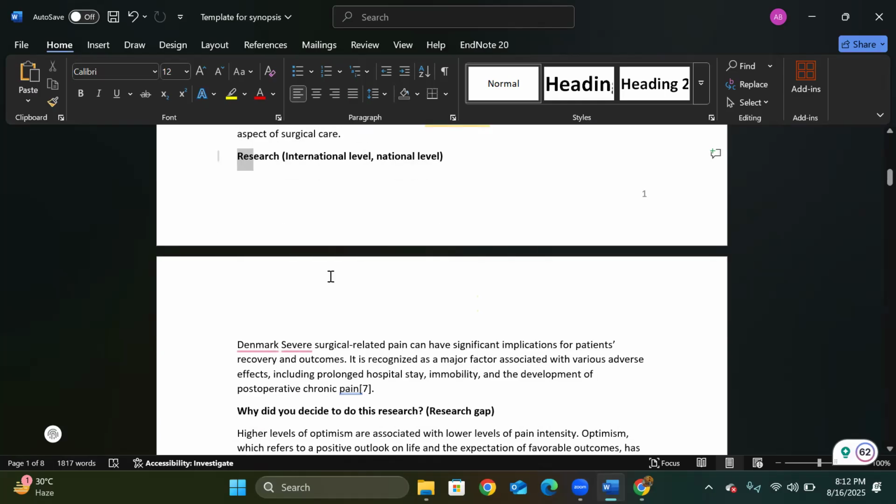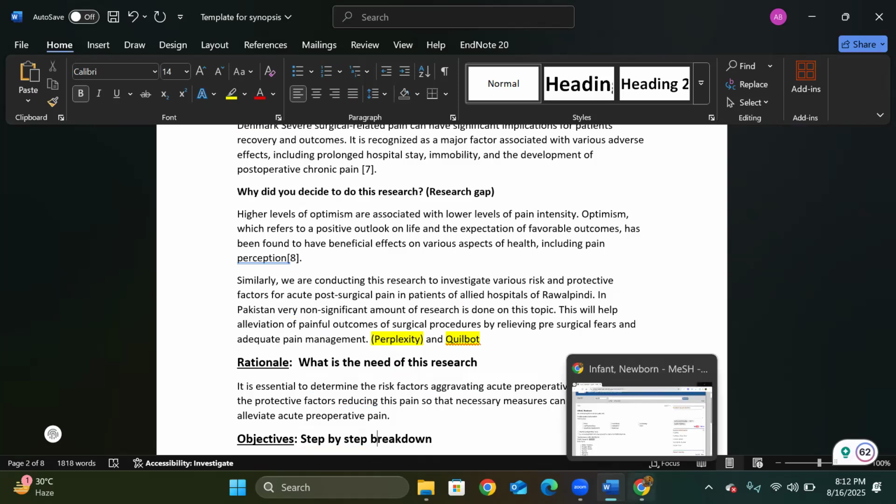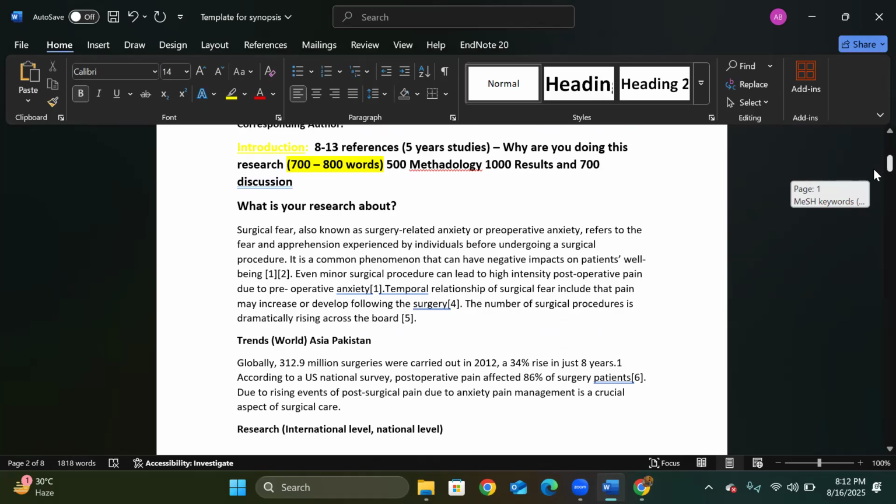Then the third paragraph is on research, international level and national level: on this topic, what research has already been carried out. Okay, so what is the global world saying about this thing, and at the national level, what research is being conducted. And then the last paragraph is, if so much research has already been happening around the world, then why is your research important? You have to identify the gap, and that gap can be, let me show you guys 2 things I had in mind when I was going into this research.